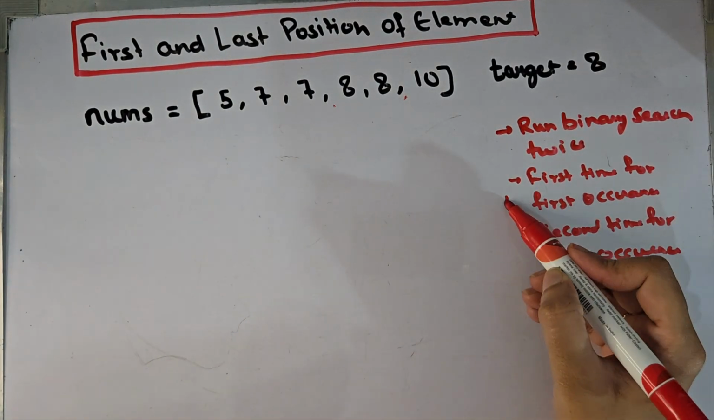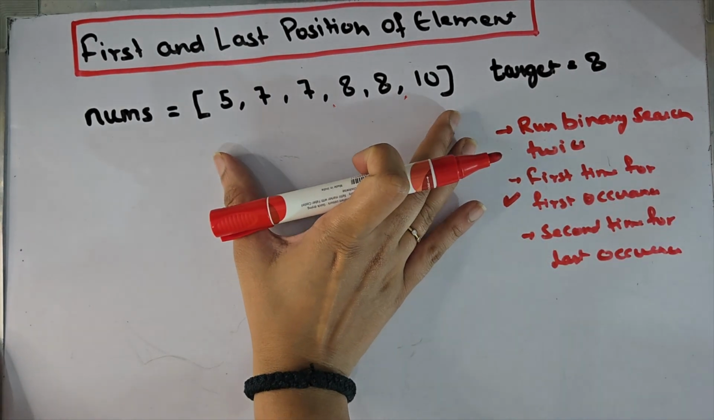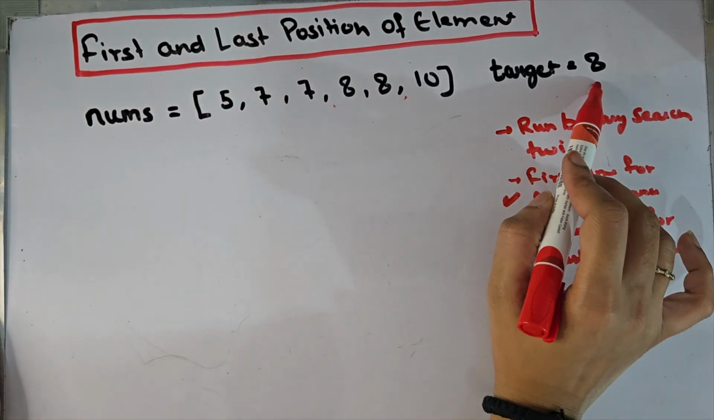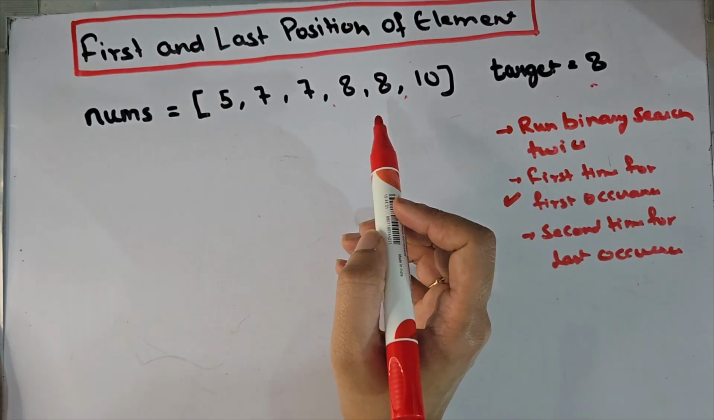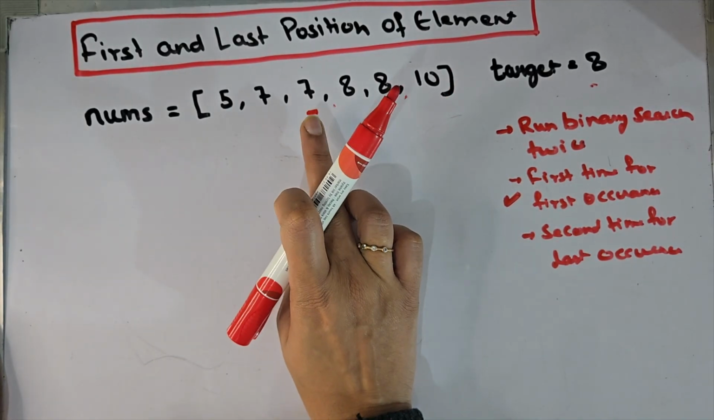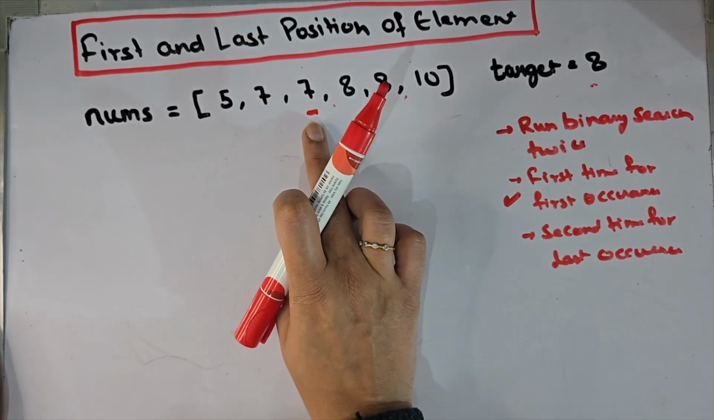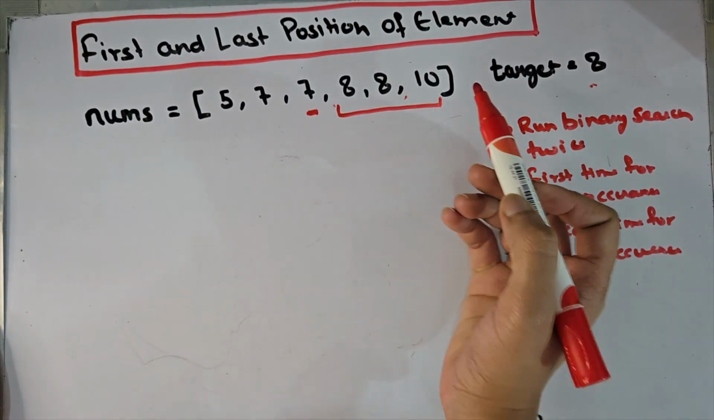Imagine for first occurrence. What we will do is we have this particular array and we will do a binary search for target element 8. We will find mid of this. So let's say the mid comes out to be this element. Now we will check whether this element is smaller or greater. So we know that it's smaller. In that case, we will do binary search in this part.